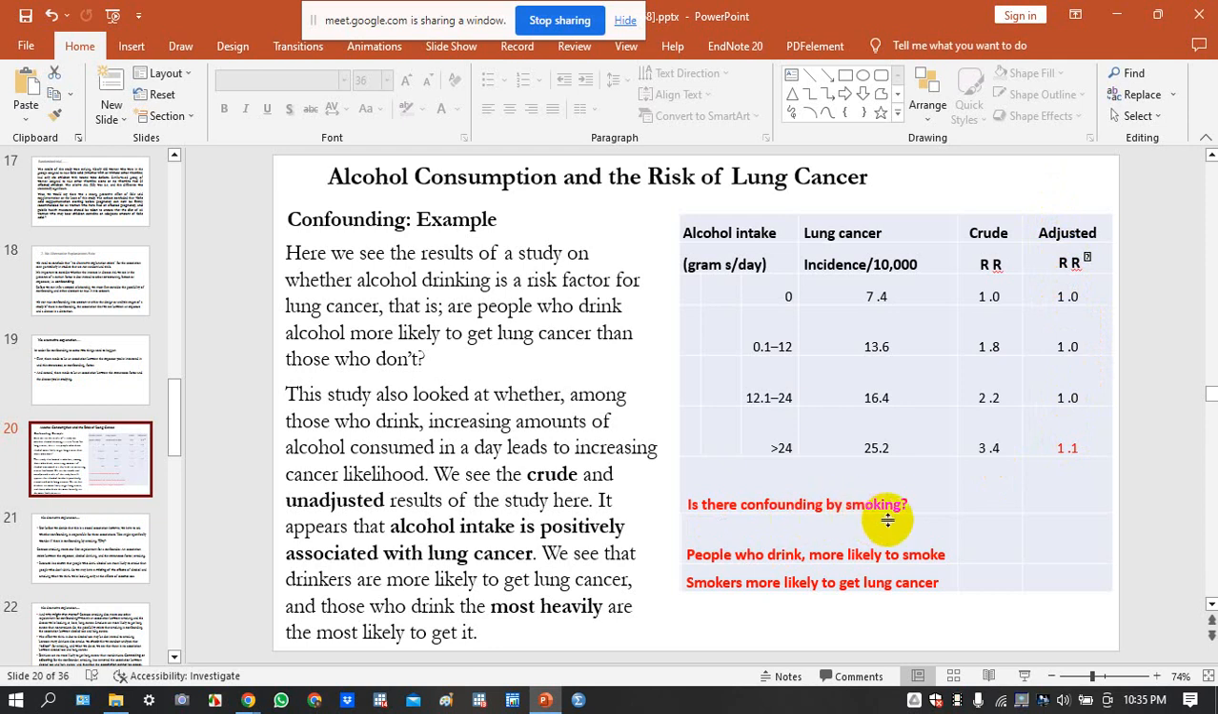So is that confounding by smoking? People who drink are more likely to smoke. So smokers are more likely to get lung cancer. So we want to now say that increasing alcohol was able to increase the risk of getting lung cancer. But there should be an extraneous variable. Over here, the extraneous variable is not age, but rather smoking. And we say that people who drink alcohol are more likely to smoke. So maybe the smoking is what is causing the lung cancer, but not the drinking of the alcohol.